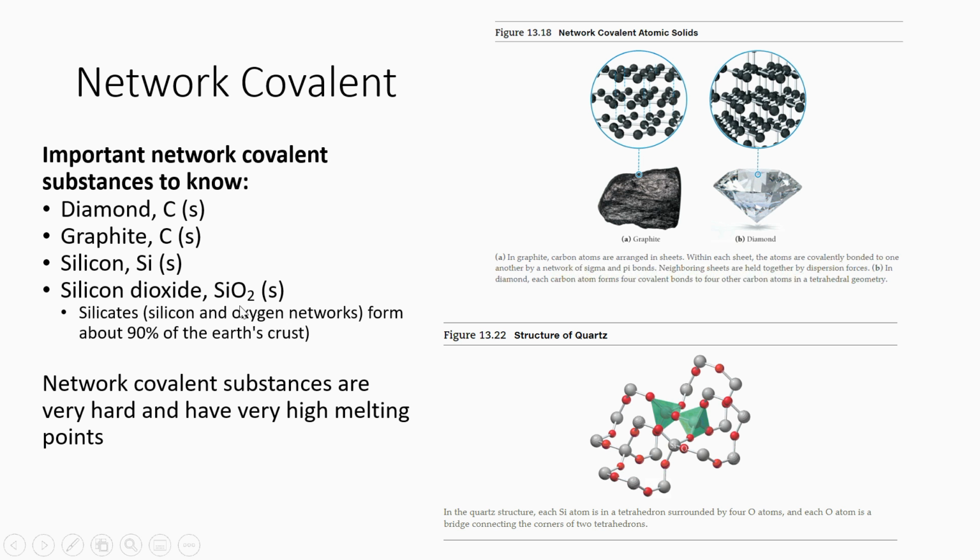So with the network covalent, this is an example of things you just kind of need to memorize these common examples. Silicates form about 90% of the Earth's crust. So it might seem like there's not very many network covalent substances out there in terms of number of types of them, but they're a very important class of materials to know about because there's lots of them in the world, right?